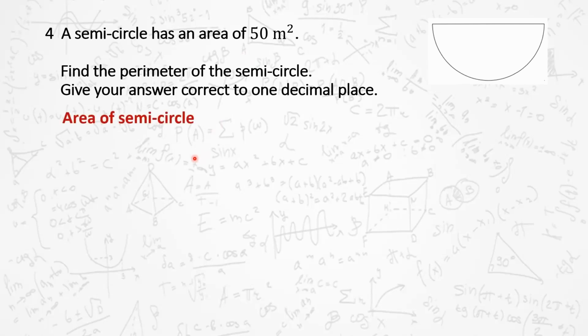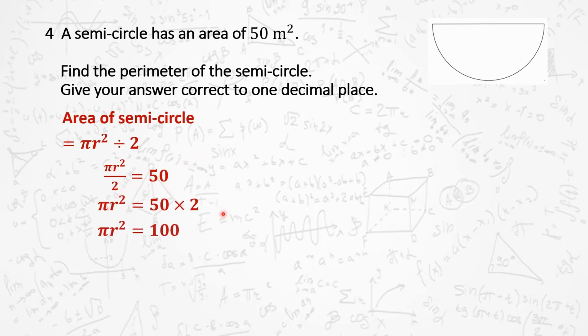Area of the semicircle is pi r squared divided by 2. Therefore, we have pi r squared over 2 equals 50. Therefore, pi r squared equals 50 times 2. Pi r squared equals 100. Then r squared equals 100 divided by pi. To work out r, we need to square root 100 over pi. Put in the calculator, we have 5.642. Keep 3 decimal places.